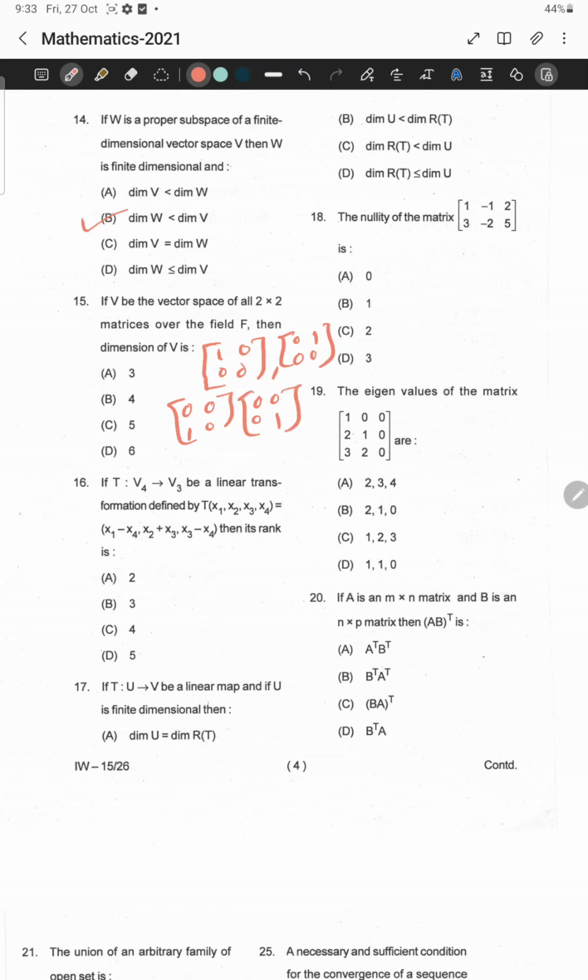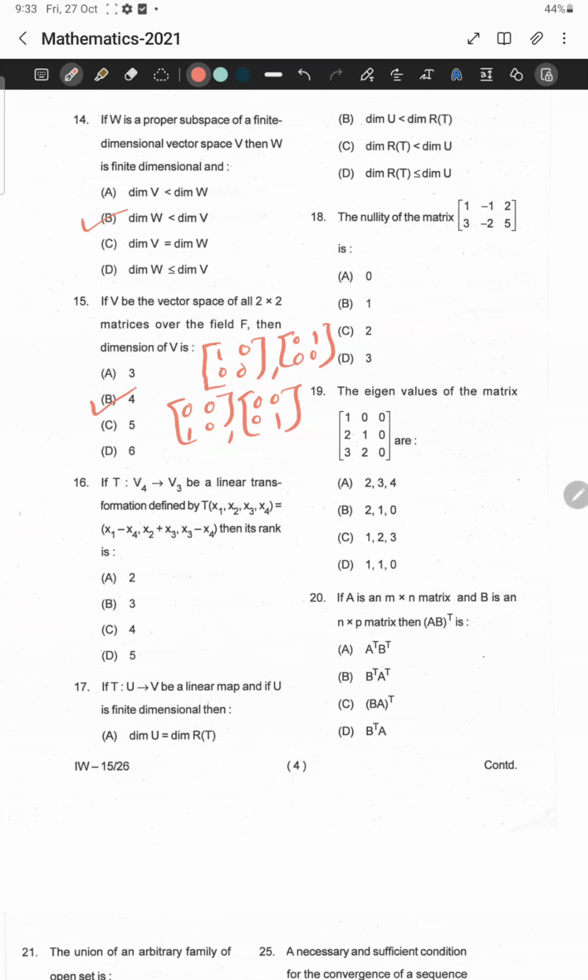These 4 matrices can generate any matrix. You can take a linear combination of these 4 matrices, and then you can generate any matrix. So there are a total of 4 linearly independent matrices in the space of 2 cross 2 matrices. So the answer is B. Okay, let us move to question number 16.